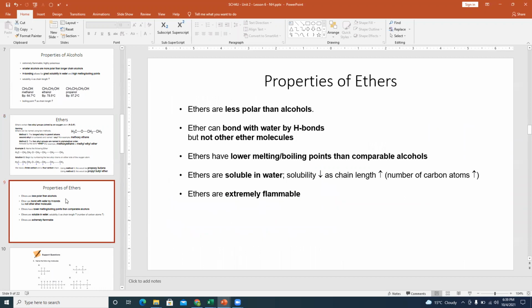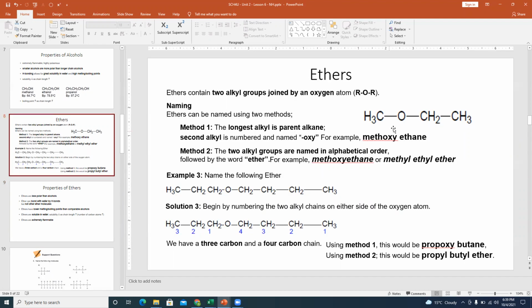Now, some of the properties of ethers. Ethers are less polar than alcohols. And you can kind of guess why that may be so. It's because the oxygen group tends to be somewhere in the middle rather than at one end or the other.